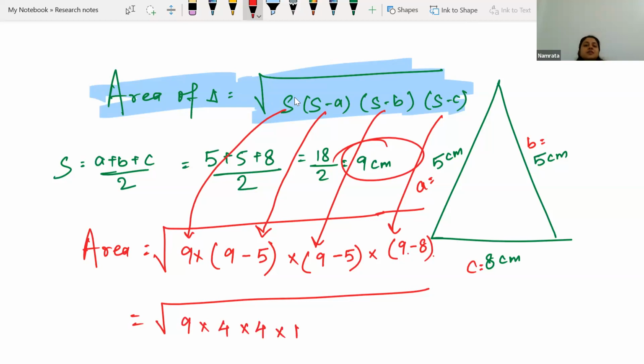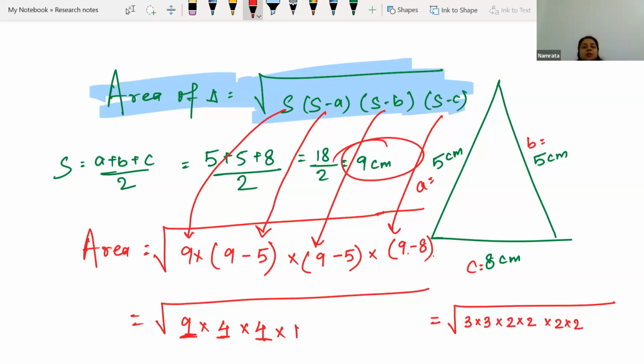Now to solve this square root, do you need to multiply all of them together? Please don't do the multiplication. Otherwise, it will be a very large number. And you know that to solve the square root, we need to do the factorization, where we will search for the numbers which are in pair. That will come out from the square root sign. So please don't multiply 9 with 4 and then again 4. What you need to do is break this 9 and write it as 3 into 3. You can break this 4 and write it as 2 into 2. And you can break the other 4 and write it as 2 into 2.